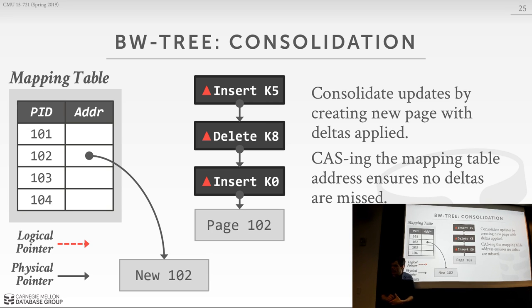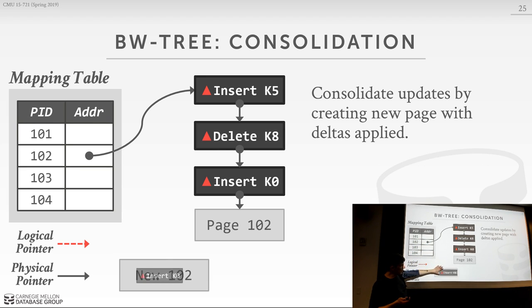Yes? So what if you compare and swap to this new consolidated node, and right before you did the compare and swap, someone tried to do an insert into the old node? Okay. So then that insertion is missed in the consolidated node. Okay. So his question is, say I'm here. I've already done my consolidation. I've applied all my delta record changes, right? And then now, before I do the compare and swap here, somebody else inserts key 6, right?